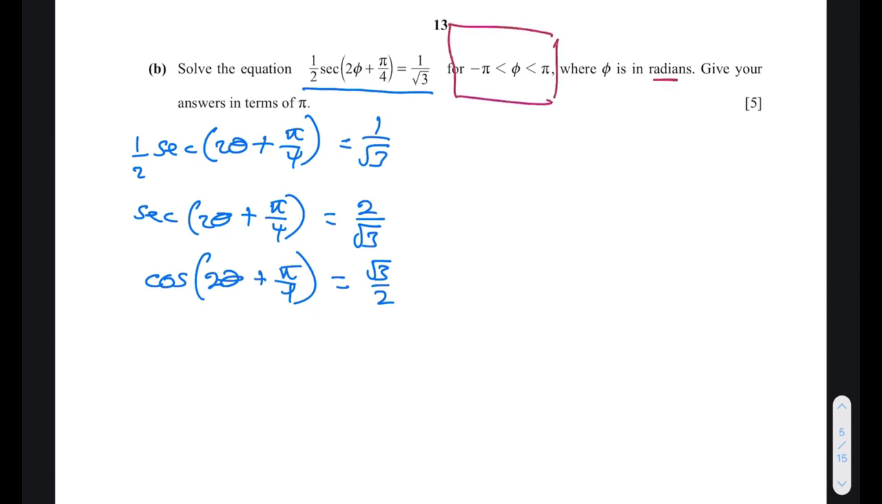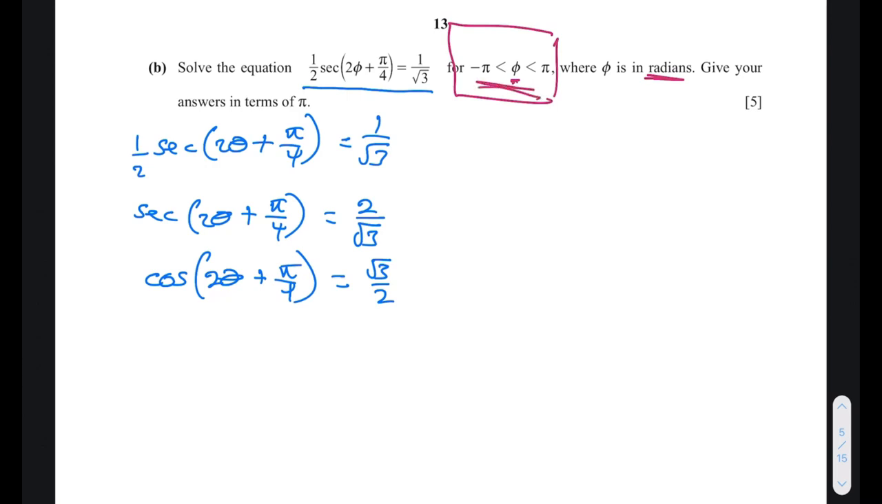Of course, we need to work in radians because they say it's in radians. So before we do anything, change the calculator to radians. I'm changing mine to radians. Okay, it's done. Now, you see, this is not just theta. This comes with 2 theta plus pi on 4, right? So we need to transform this particular thing.